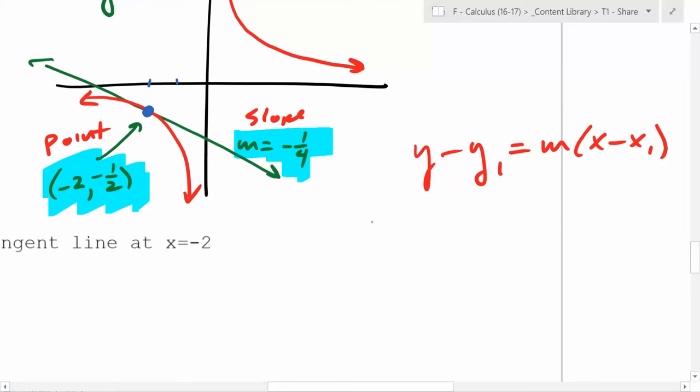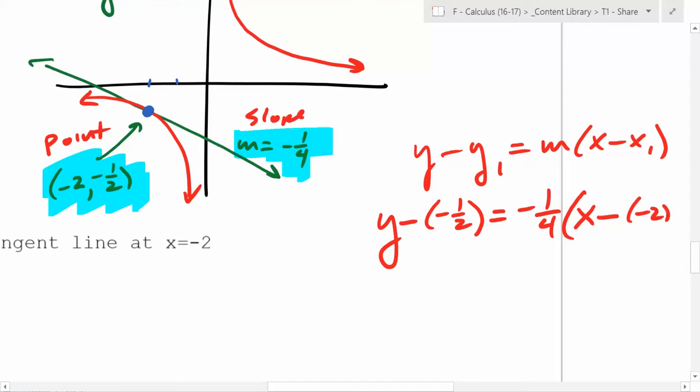Arvin, what is it? y minus? y plus 1/2. Yeah, so y minus -1/2 equals, yep, -1/4 times x minus -2. Yeah, and the one thing I'd like you to do to clean that up is do what you were doing, which is get rid of the double negatives. So it's x what? x plus 2.